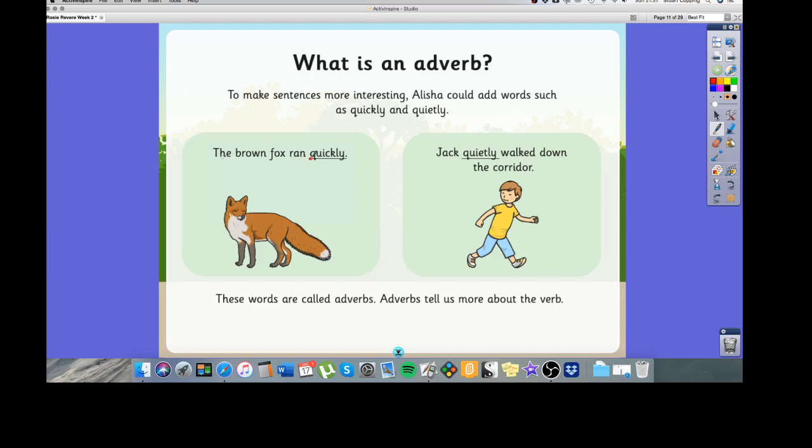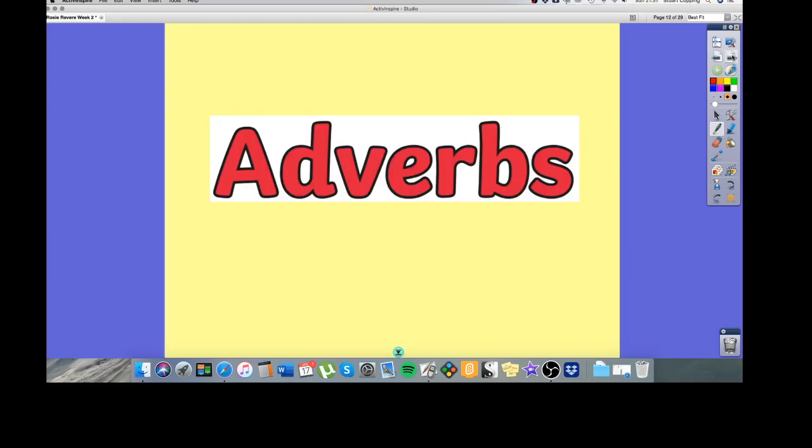Okay, so here the brown fox ran. How did he run? He ran quickly. Jack, how did he walk down the corridor? He quietly walked down the corridor. What do you notice about those two words? Let's have a think.